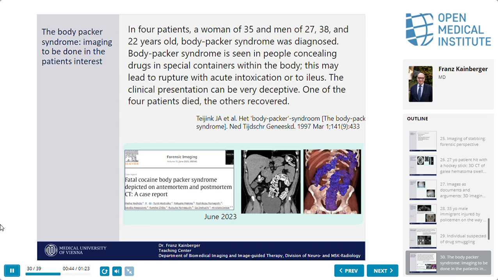And this is a recent publication from June this year in the Journal of Forensic Imaging. And here you see the pre-mortem CT that was done in this patient. Unfortunately, the patient died, and afterwards you saw the post-mortem image. And the interesting case was that it was not visible that one of these pieces ruptured. In the post-mortem image, you could assume that one of those had been ruptured, but the diagnosis in this case was not possible to be made by radiology.